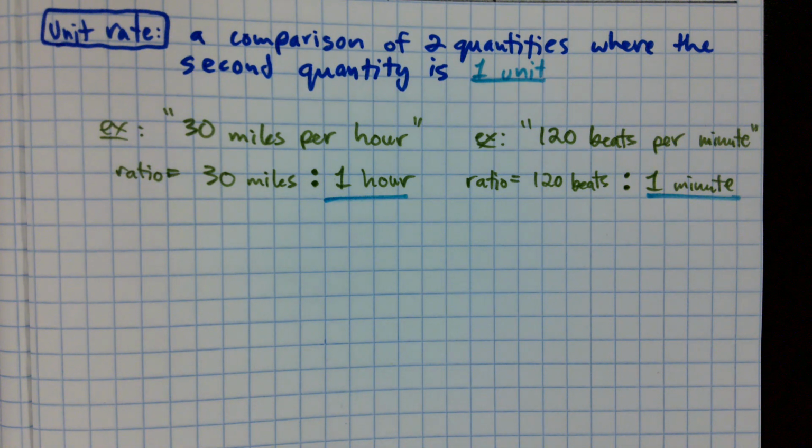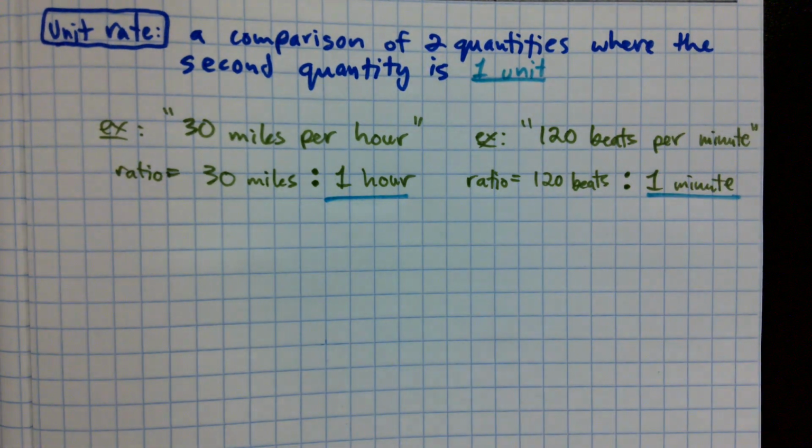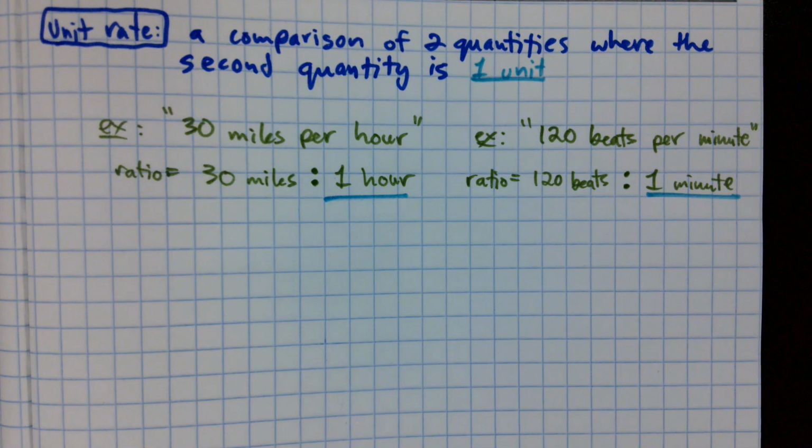If I said, oh, this song that I'm listening to is 60 beats per 30 seconds, that would not be a unit rate. It's still a rate, right? A rate is just a comparison of two quantities, and by quantities we mean numbers. But the second quantity has to be 1. Miles per hour, beats per minute. If you're talking about rainfall, it's typically in inches per hour. So this is basically what a unit rate is.